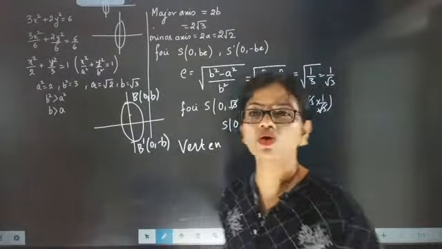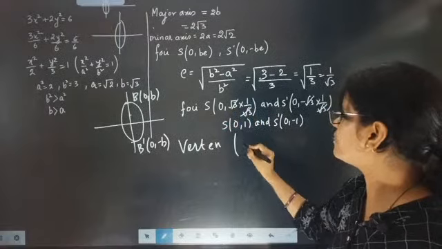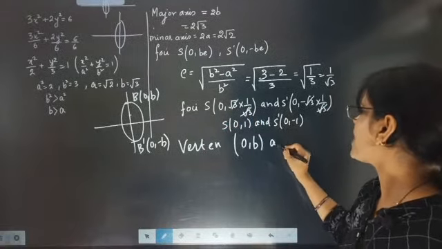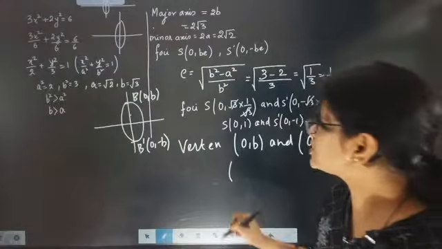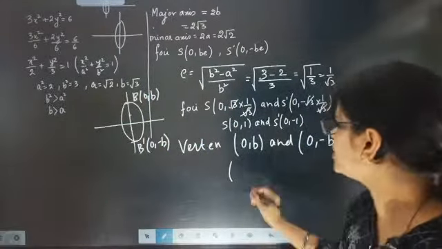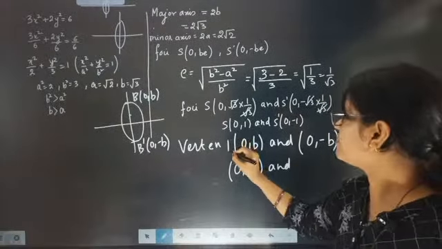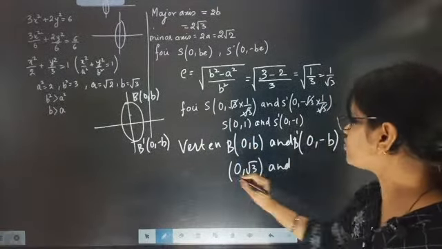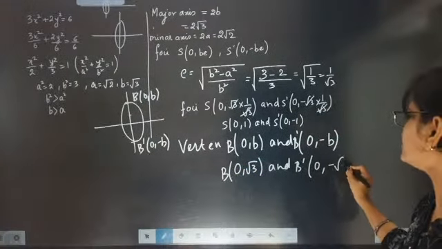It will become 0 comma minus b, beta. So vertex points will become 0 comma b and 0 comma minus b. You know that b is coming as root 3. So b will become 0 comma root 3, and b dash will be coming as 0 comma minus root 3.